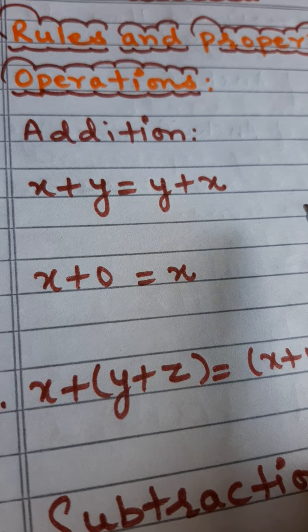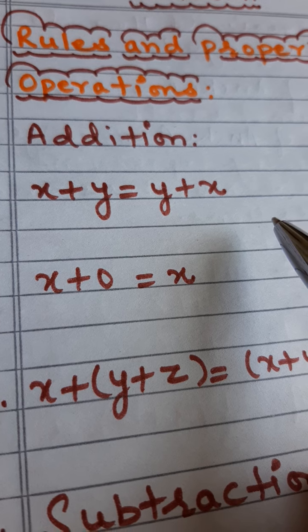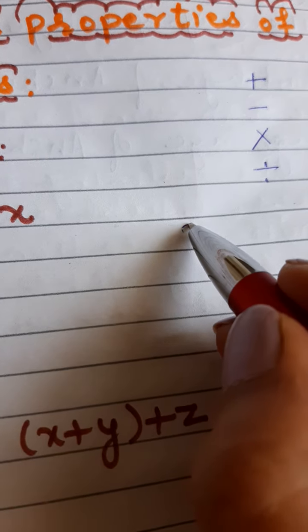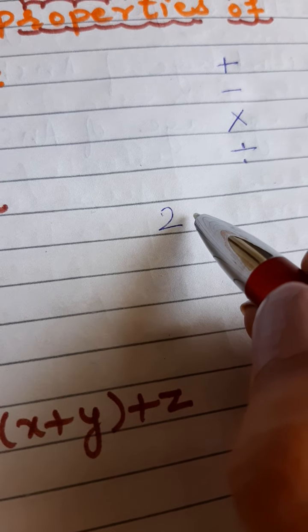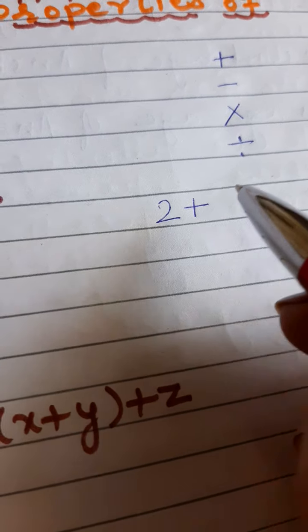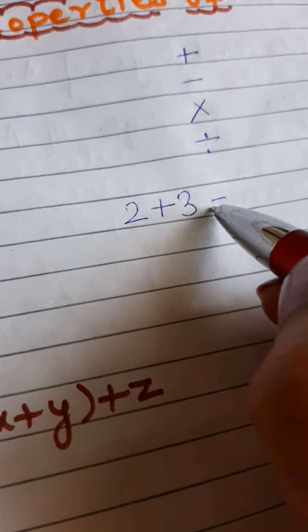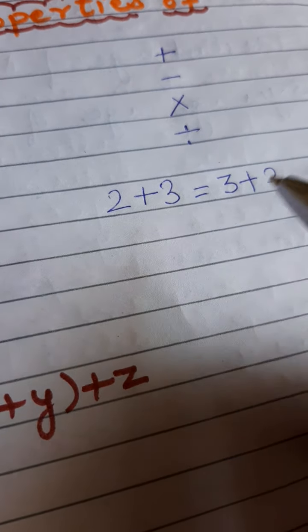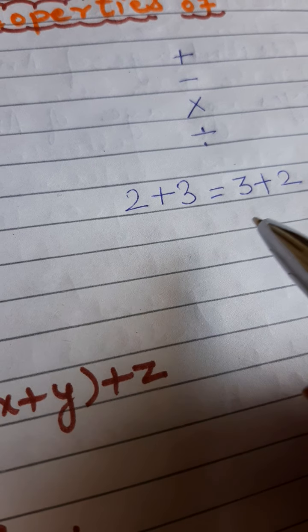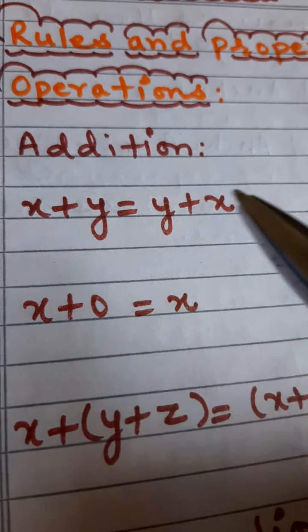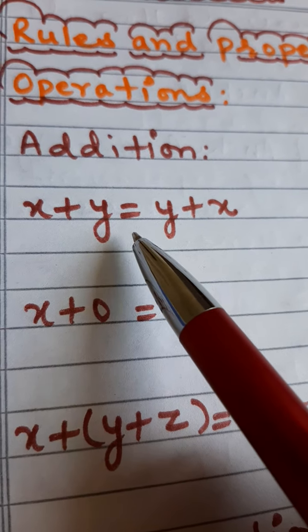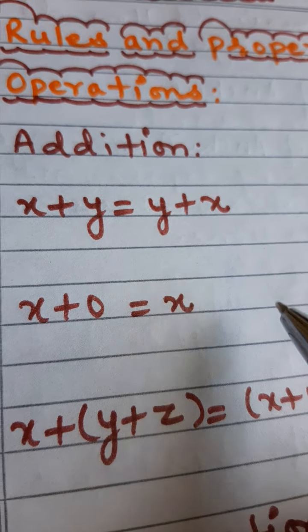We can understand this again by taking the example of the constants, that is numbers. For example, the numbers and the constants follow this rule that 2 plus 3 is equal to 3 plus 2, right? So in a similar way, this is also followed by the literals, that y plus x is equal to x plus y is equal to y plus x.